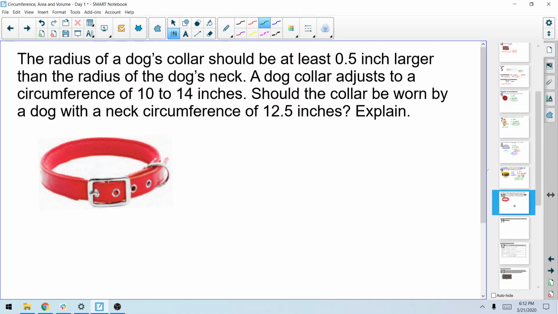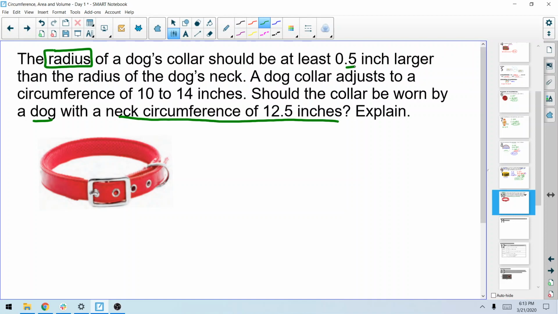Okay, the radius of a dog's collar should be at least ½ inch larger than the radius of the dog's neck. A dog collar adjusts to a circumference of 10 to 14 inches. Should the collar be worn by a dog with a neck circumference of 12.5 inches? Explain. Okay, so I'm going to start with the dog. So I know that the dog has a neck circumference of 12.5 inches. But up here, they're talking about the radius has to be ½ inch larger. So I know the circumference, but that doesn't really help me because I need the radius.